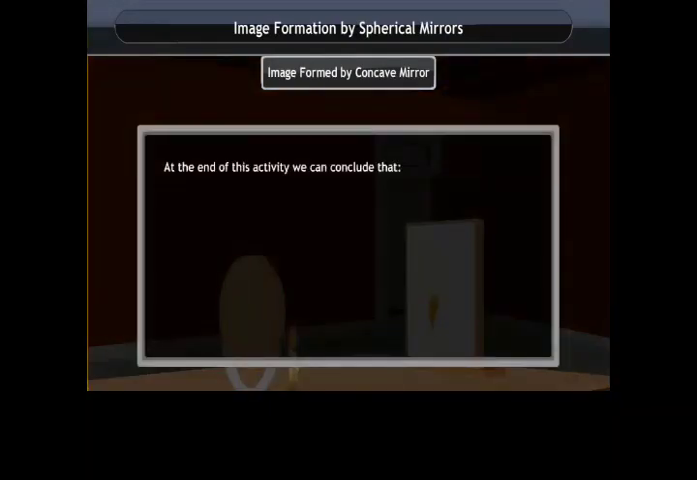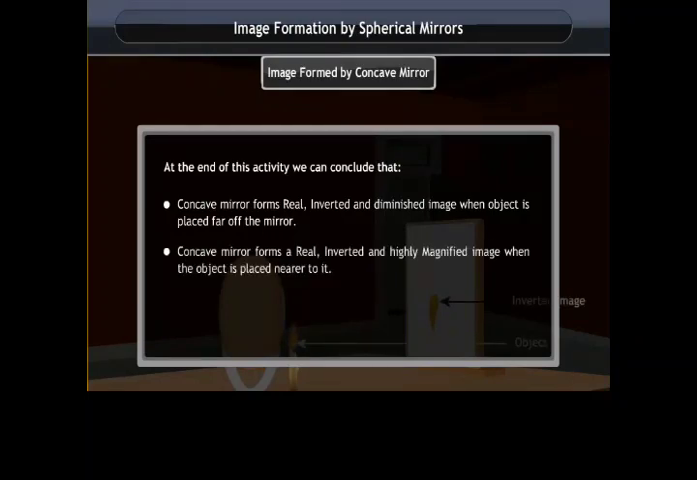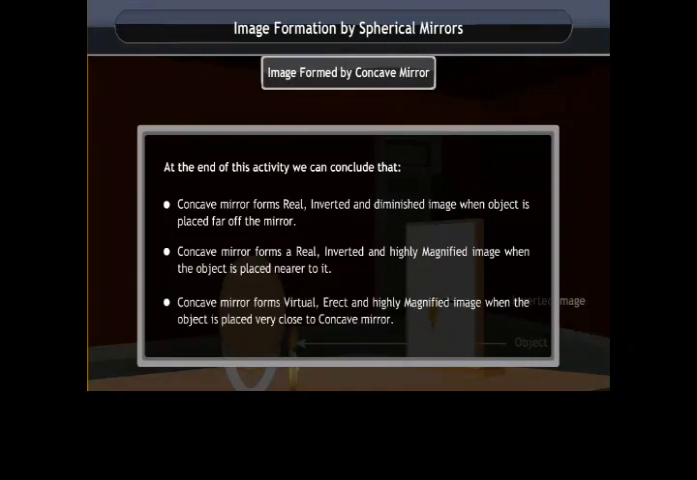At the end of this activity, we can conclude concave mirror forms real, inverted and diminished image when object is placed far off the mirror. Concave mirror forms a real, inverted and highly magnified image when the object is placed nearer to it. Concave mirror forms a virtual, erect and highly magnified image when the object is placed very close to the concave mirror.